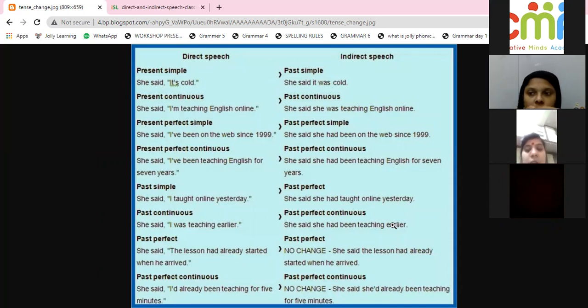Past simple. She said, I taught online yesterday. Past perfect. She said she had taught online yesterday. Past continuous. She said, I was teaching earlier. Past perfect continuous. She said she had been teaching earlier. Past perfect. She said the lesson had already started when he arrived. Past perfect, no change. She said the lesson had already started when he arrived. Past perfect continuous. She said, I had already been teaching for 5 minutes. No change. She said she had already been teaching for 5 minutes.